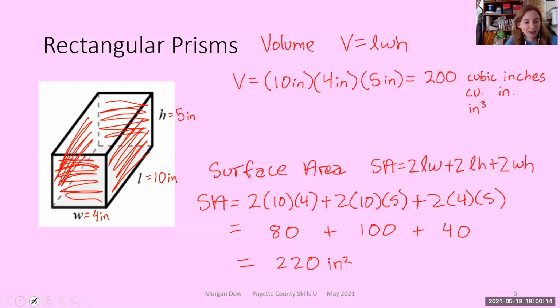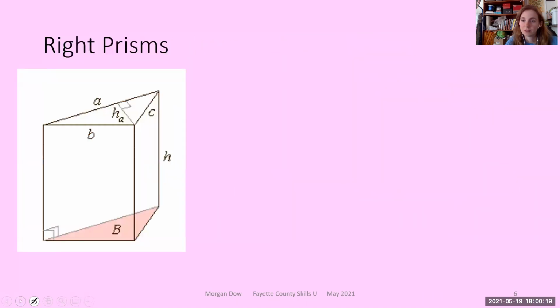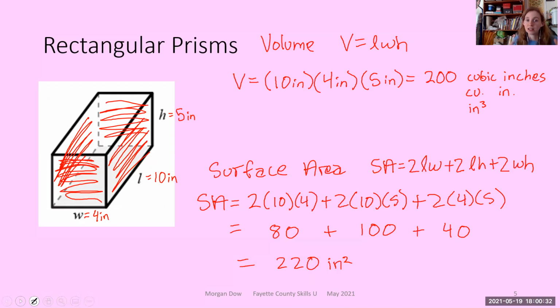All right, now let's take a look at right prisms. So a couple of slides ago, we talked about the fact that right prism is a more general category. So there are lots of different types of right prisms out there. A rectangular prism is a type of right prism.